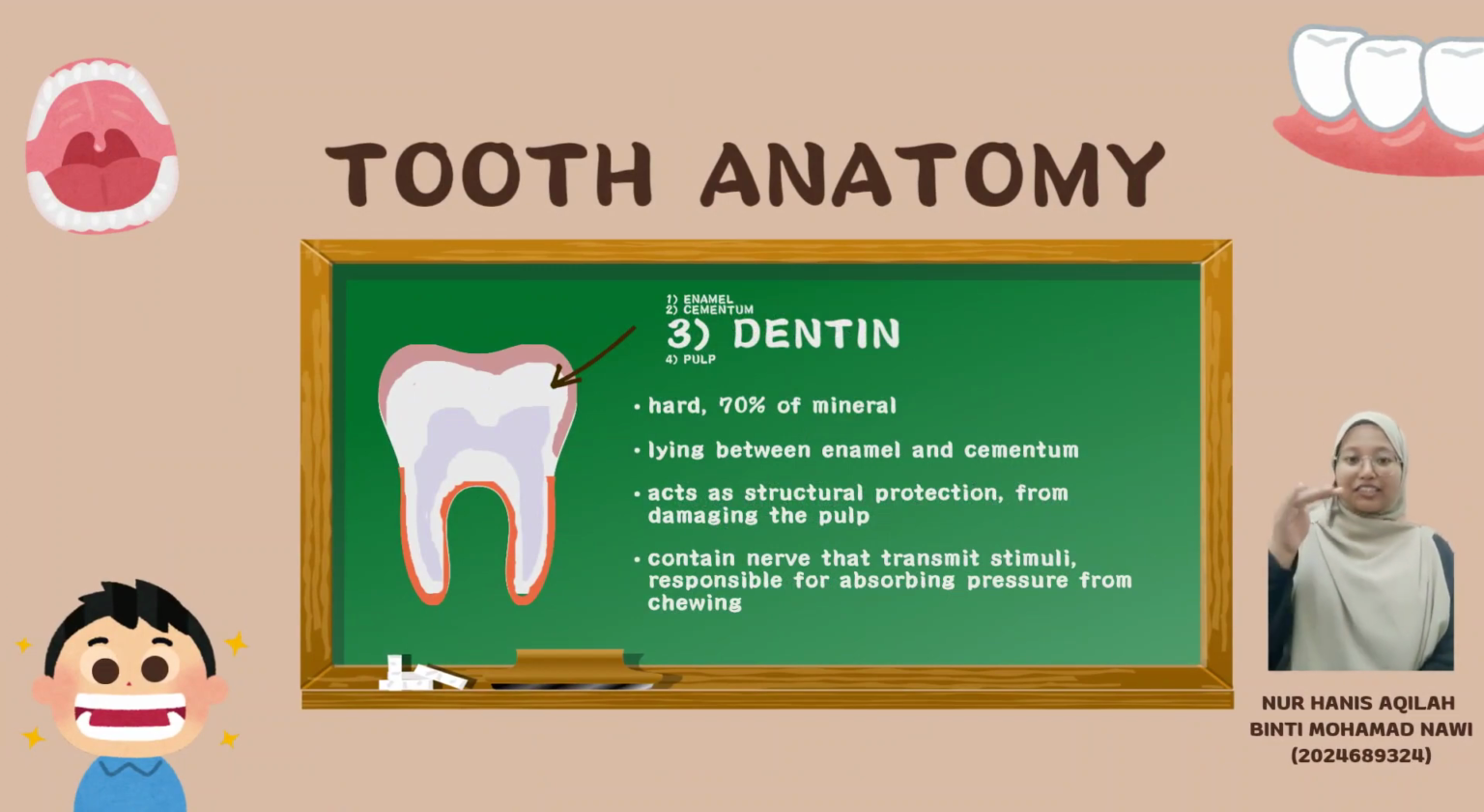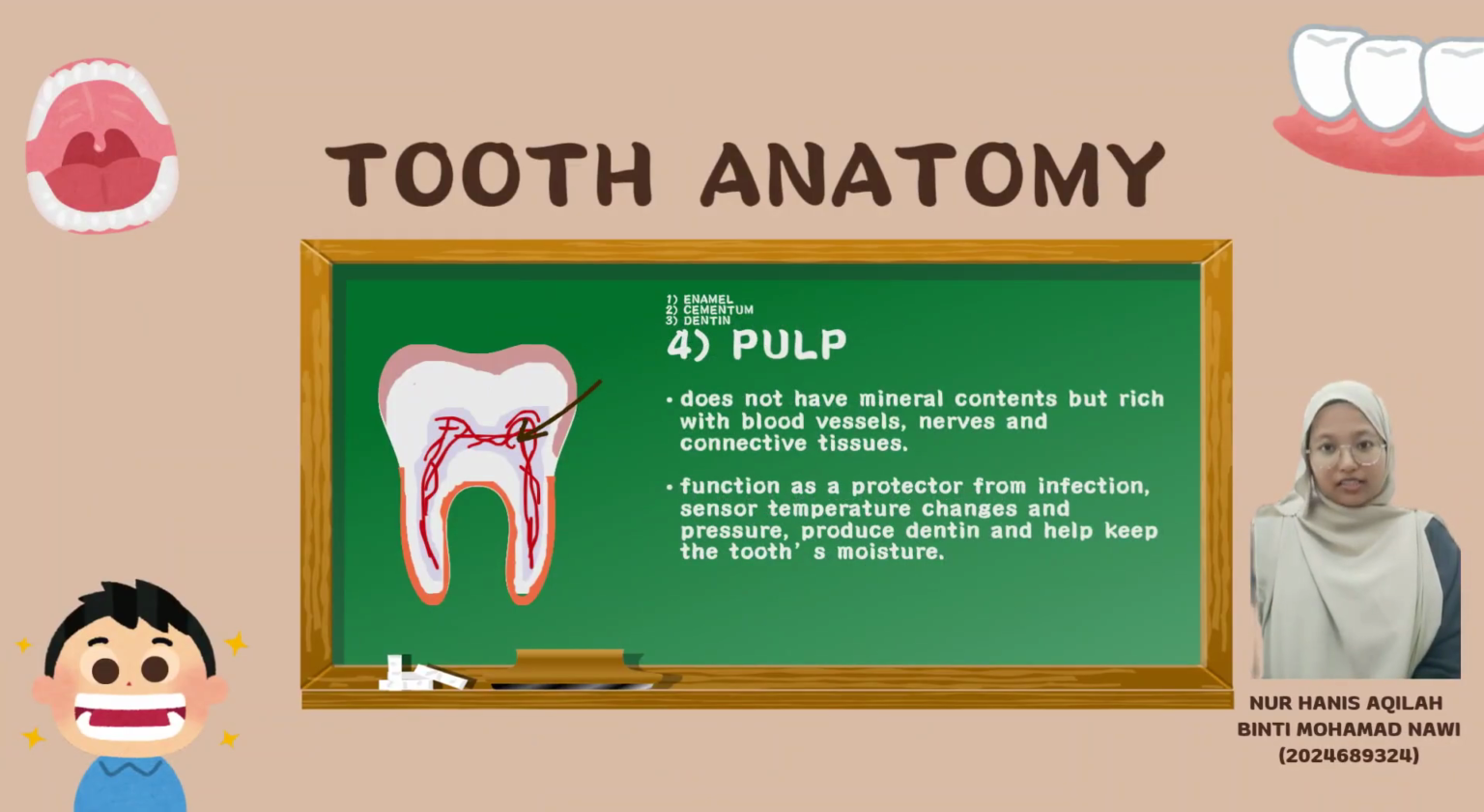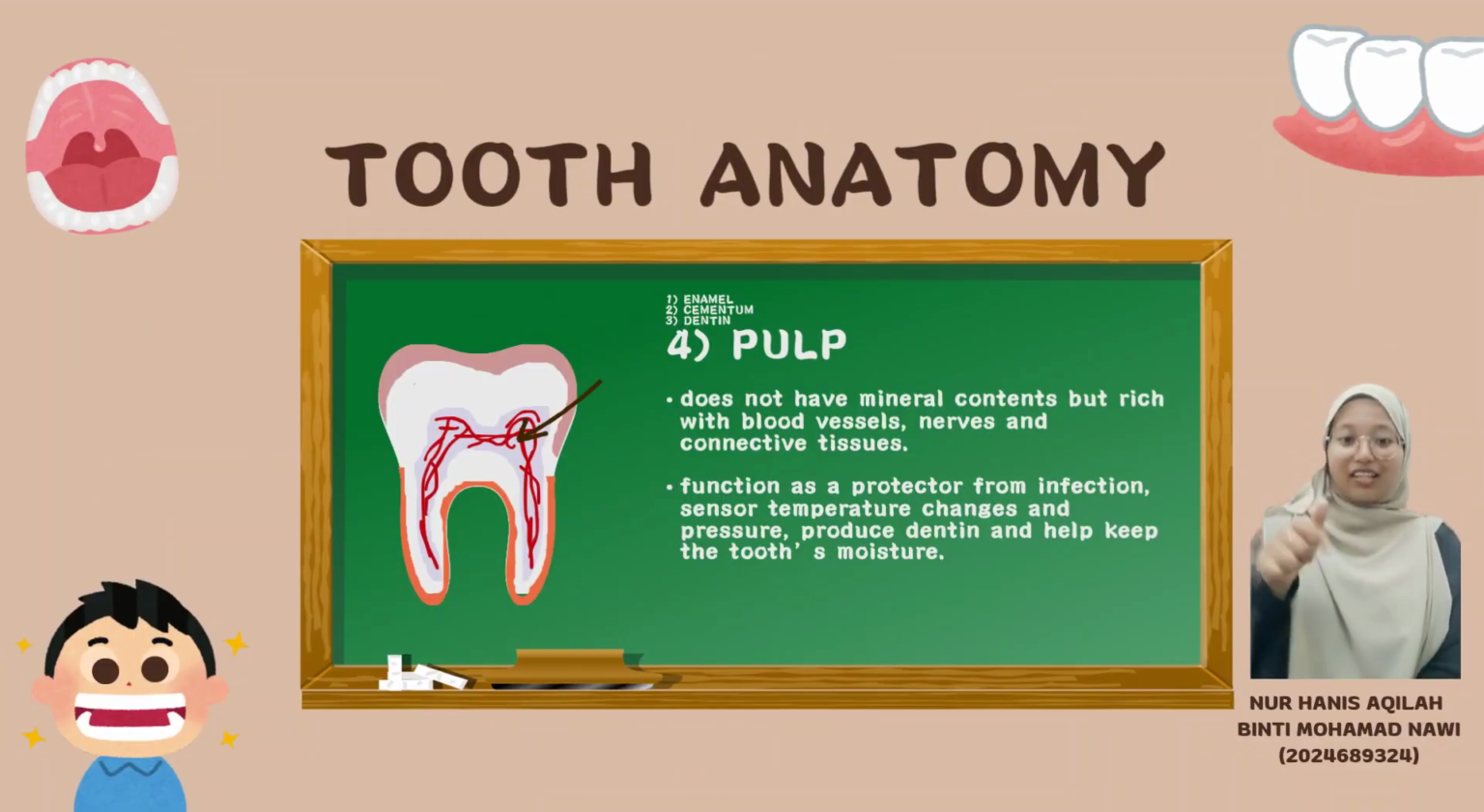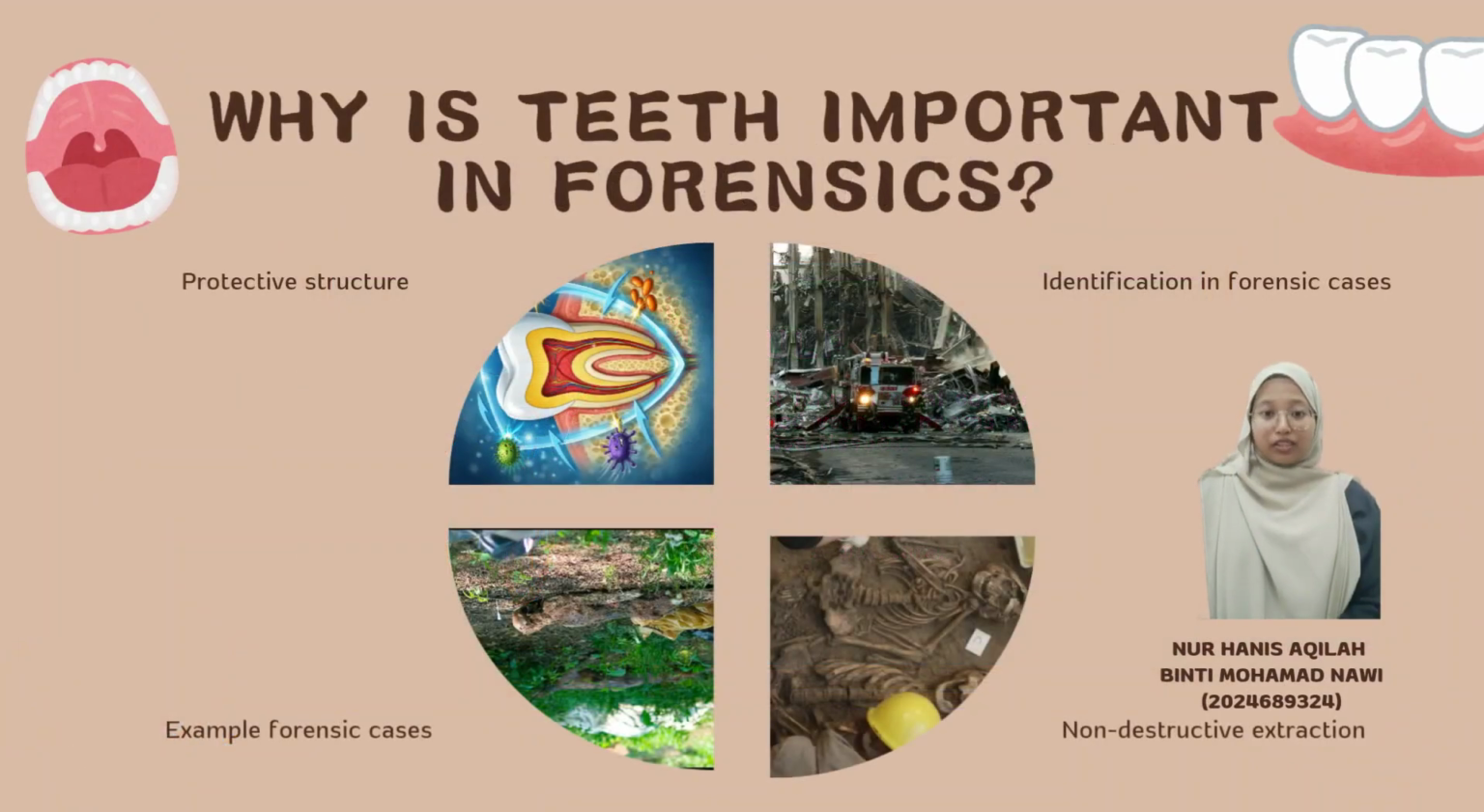The dentin lies between enamel and cementum and acts as a protector from damaging the pulp. It also contains nerves that transmit stimuli and is responsible for absorbing pressure from chewing. Pulp does not have mineral contents, but it is rich with blood vessels, nerves and connective tissues. It also functions as a protector from infection, senses temperature changes and pressure, produces new dentin and helps keep the tooth moist.